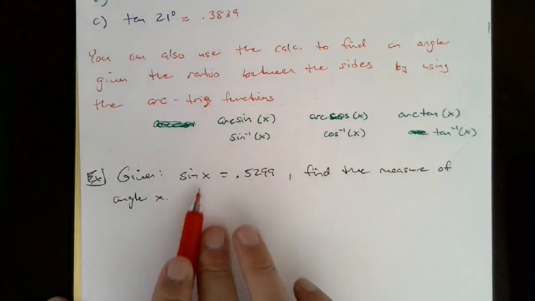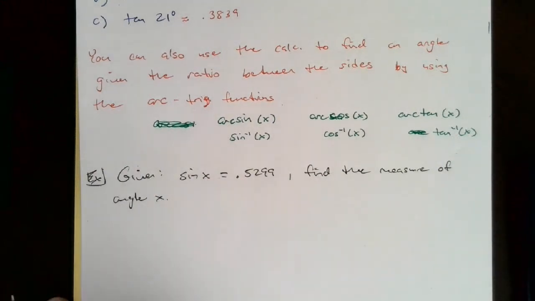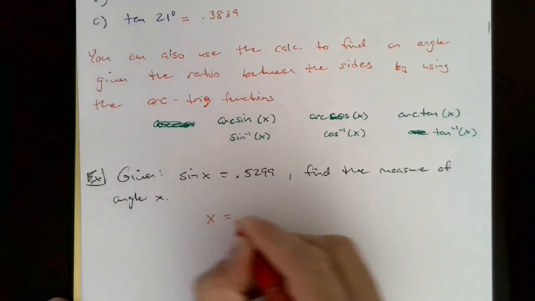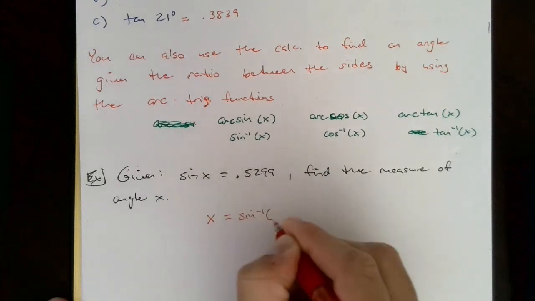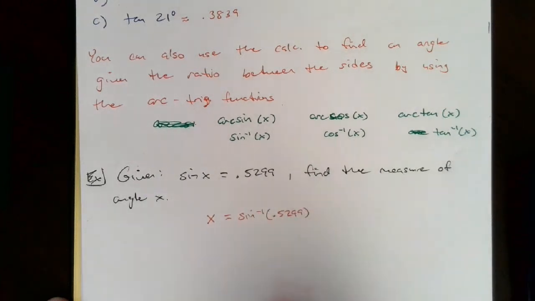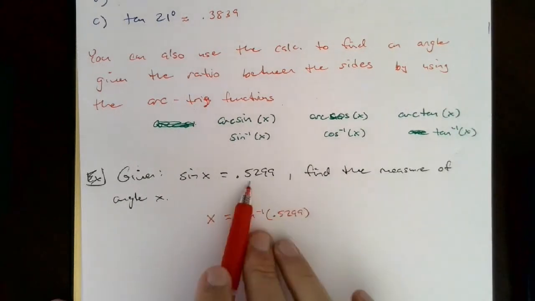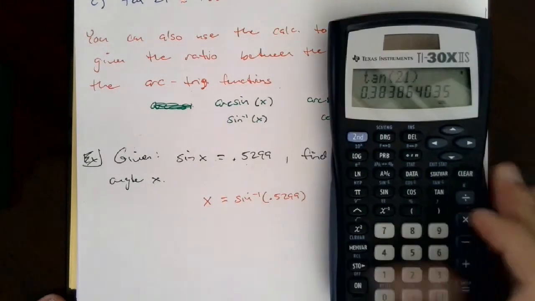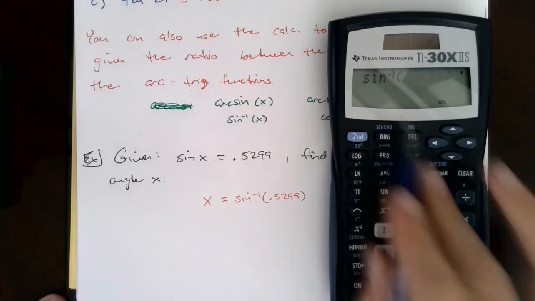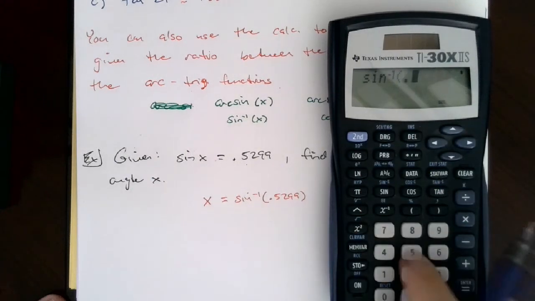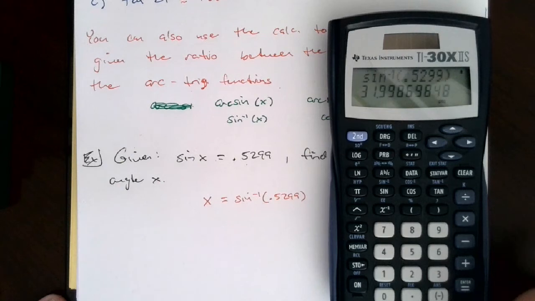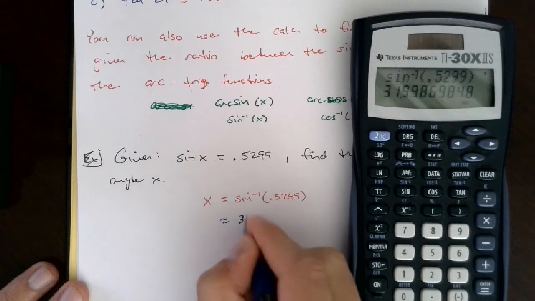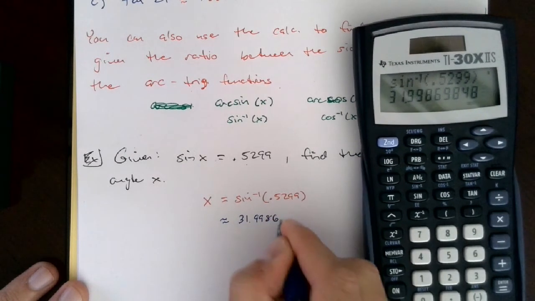Right? So what we're really doing is, when you see that you're trying to find an angle, that's when you're using the arc trig function, in this case sine. So we know that x has to be equal to the arc sine of 0.5299, and that's how you're going to get the angle that has a sine equal to 0.5299. So using the arc sine, second on the sine key, gives you the arc sine of 0.5299. Hit enter. You get 31.9986, and it keeps going.